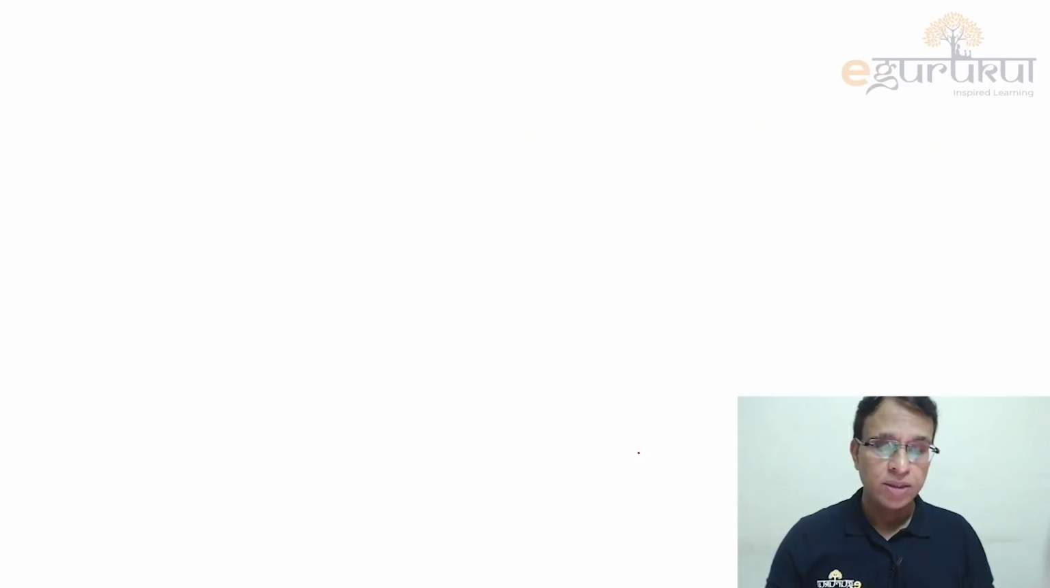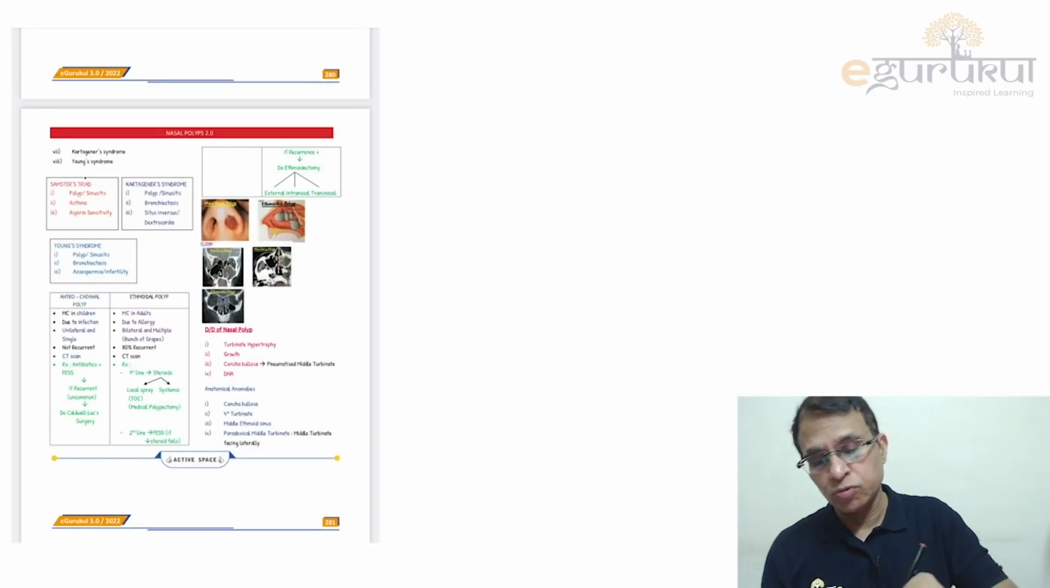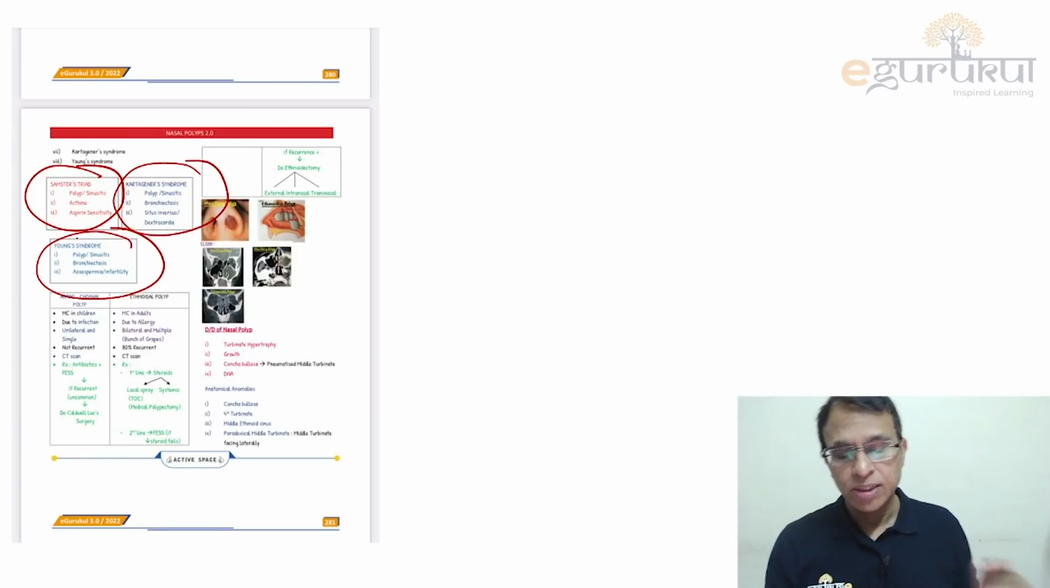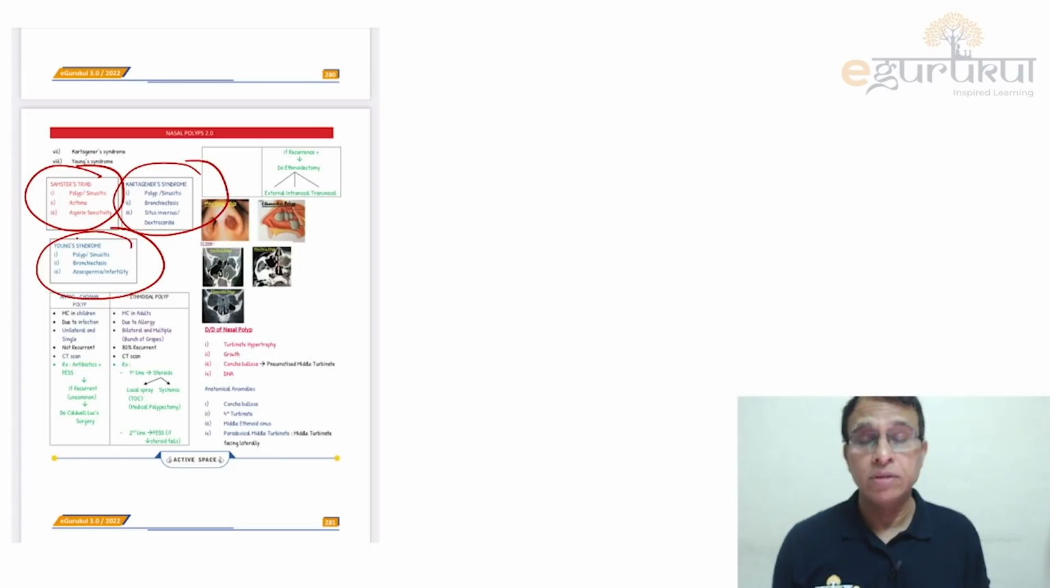There are 3 syndromes. If you see the eGurukul app, there are 3 syndromes. One is Samter's triad, one is Carter-Gainer syndrome, and one is Young syndrome. These 3 syndromes all arise from nasal polyps. 2 of them have bronchiectasis also. And I keep telling you, in all my lectures, in this app also, the eGurukul app, in nasal polyps the only thing they ask you is these 3 syndromes: Samter's triad, Carter-Gainer syndrome, Young syndrome. You can ignore everything else in nasal polyp. You cannot ignore these 3 syndromes. They keep asking, and lo and behold, there's a question.